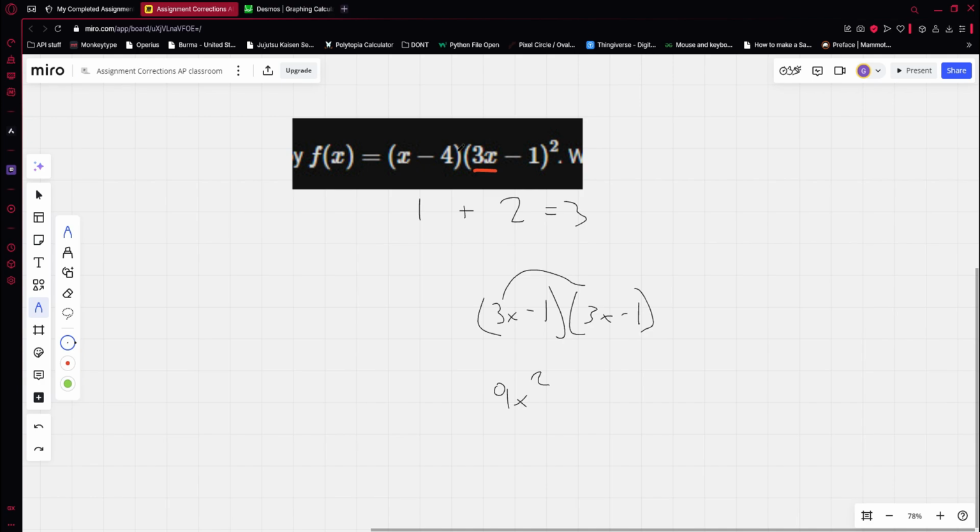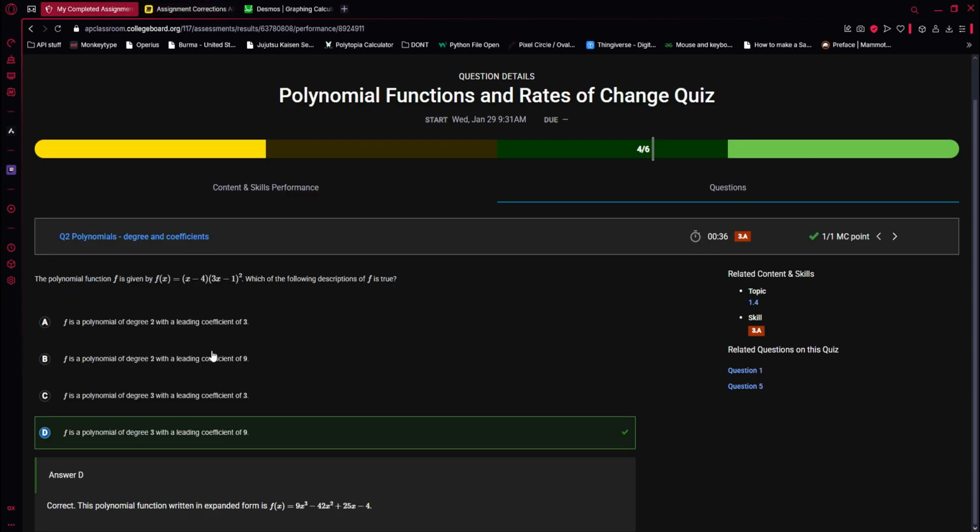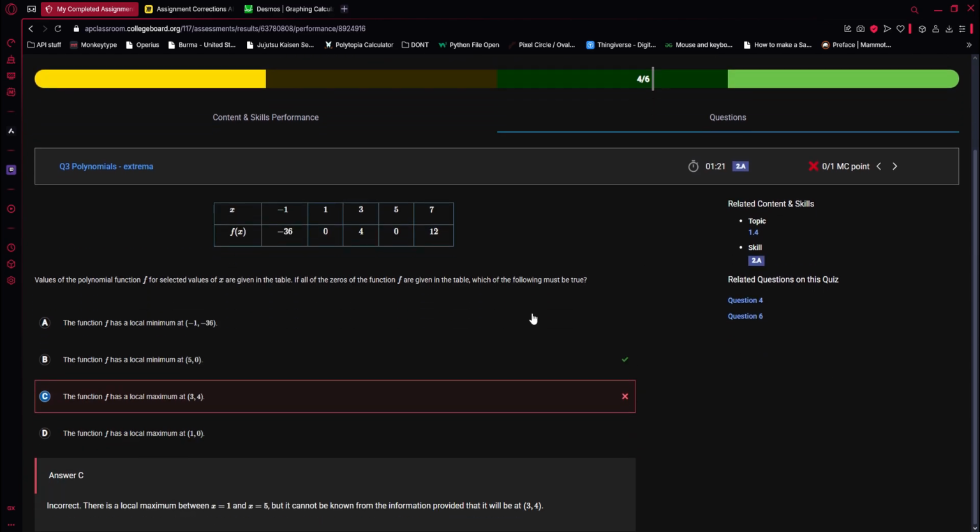Because, again, it's just not an exponent. Like, this 9x squared wins, so this is the leading coefficient right here. And the degree of the entire polynomial is the amount of x's total. So that means we have a leading coefficient of 9, right? This one here tripped me up, because I did not read the question.